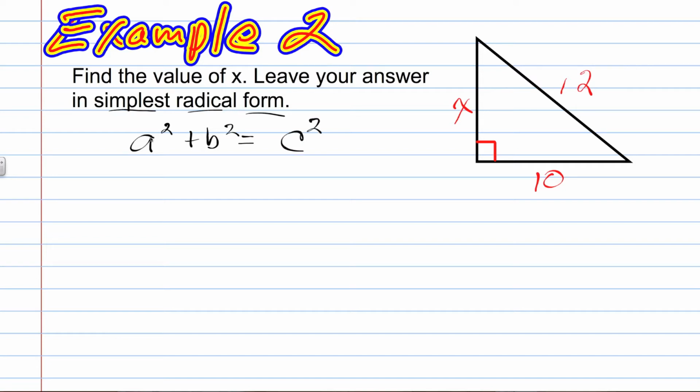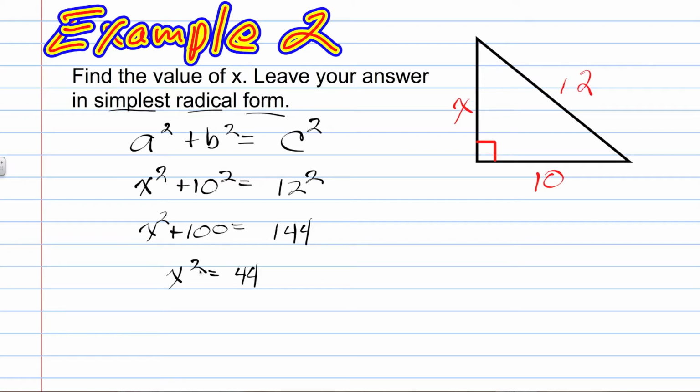And in this case, I'm going to be solving for a, which is going to be x. X squared plus 10 squared is equal to 12 squared. Solving this equation, that gives us x squared plus 100 is equal to 144. Subtracting 100 from each side, we get x squared is equal to 44. Taking the square root of each side, that gives us x is equal to the square root of 44.